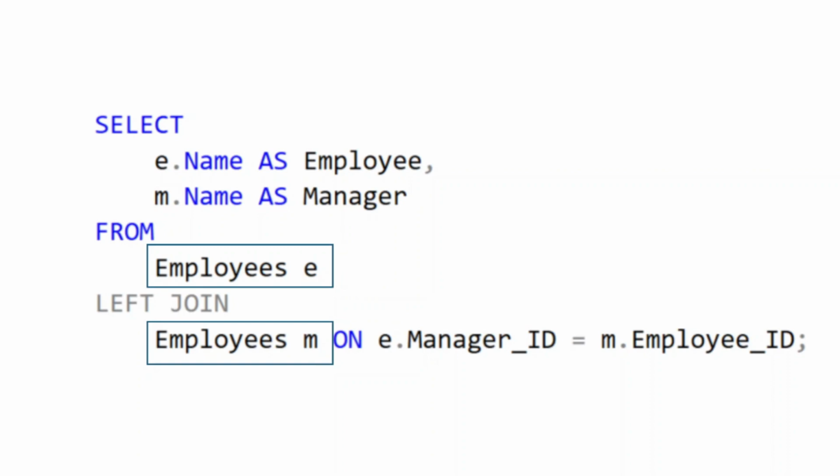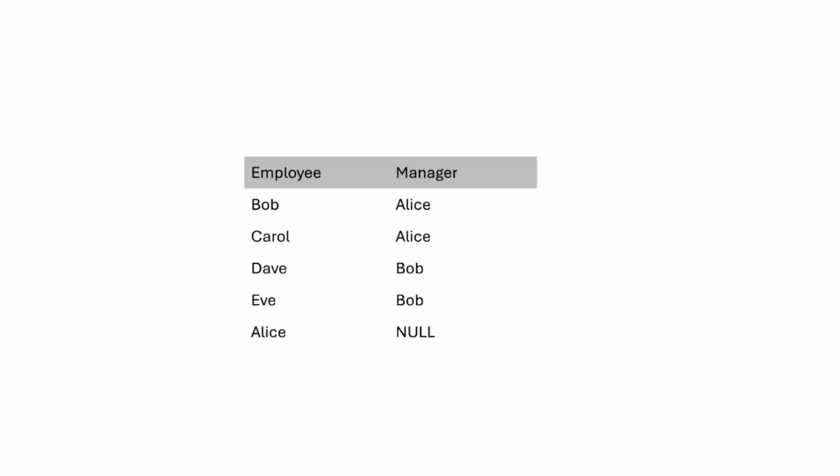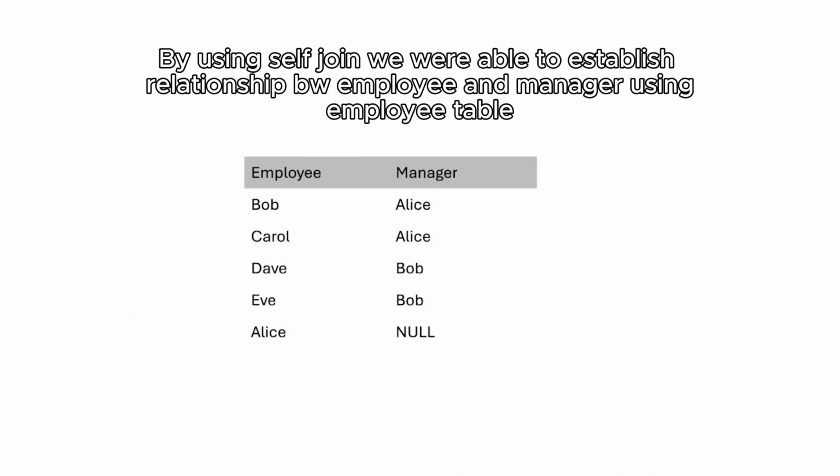It's just like doing a VLOOKUP in Excel where the lookup value is in the manager ID and the result is the manager's name, right? All within the same table. And our final output looks like this. Right? One simple self-join and we have turned a column of IDs into readable relationships, employee and manager side by side.